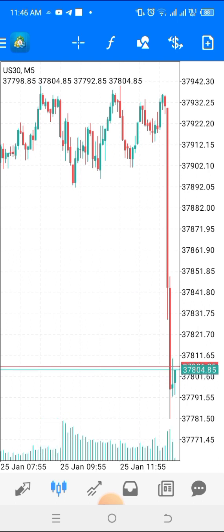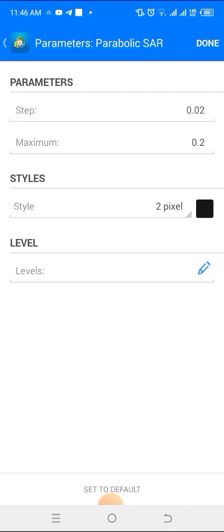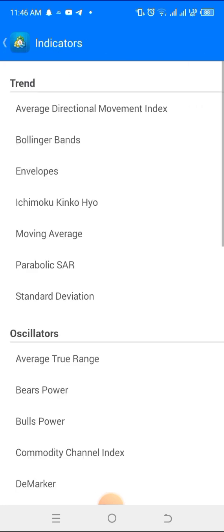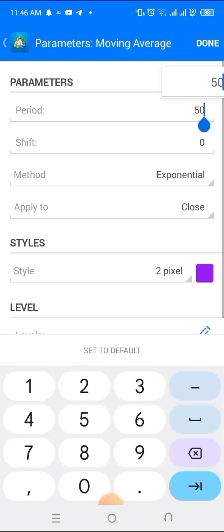Okay, so the first thing that we are going to do is add the parabolic SAR indicator. The step is 0.02, the maximum is 0.2, and the style is 2 pixels. You can use any color you prefer. The next indicator we are going to use is a moving average of 100, and the method is exponential. Apply to close. The style is 2 pixel, and the color, you can use any color you like.